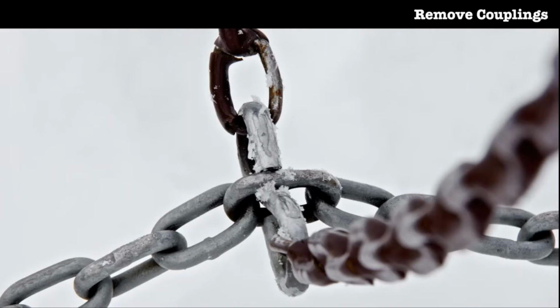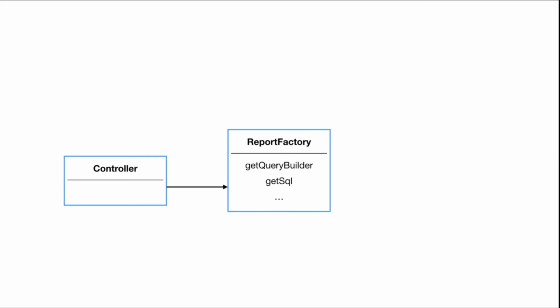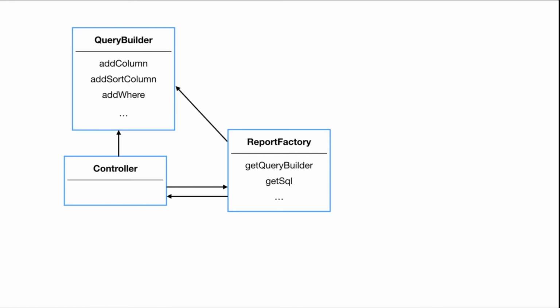So now we can think about removing those couplings that we've added. So it's pretty helpful, I think, to draw a diagram of what we've got. So we've got the controller, which has a dependence on the report factory. Report factory has a dependence back on the controller. And of course, after what we've just done, they both have a dependence on the query builder. I mean, it's pretty messy.